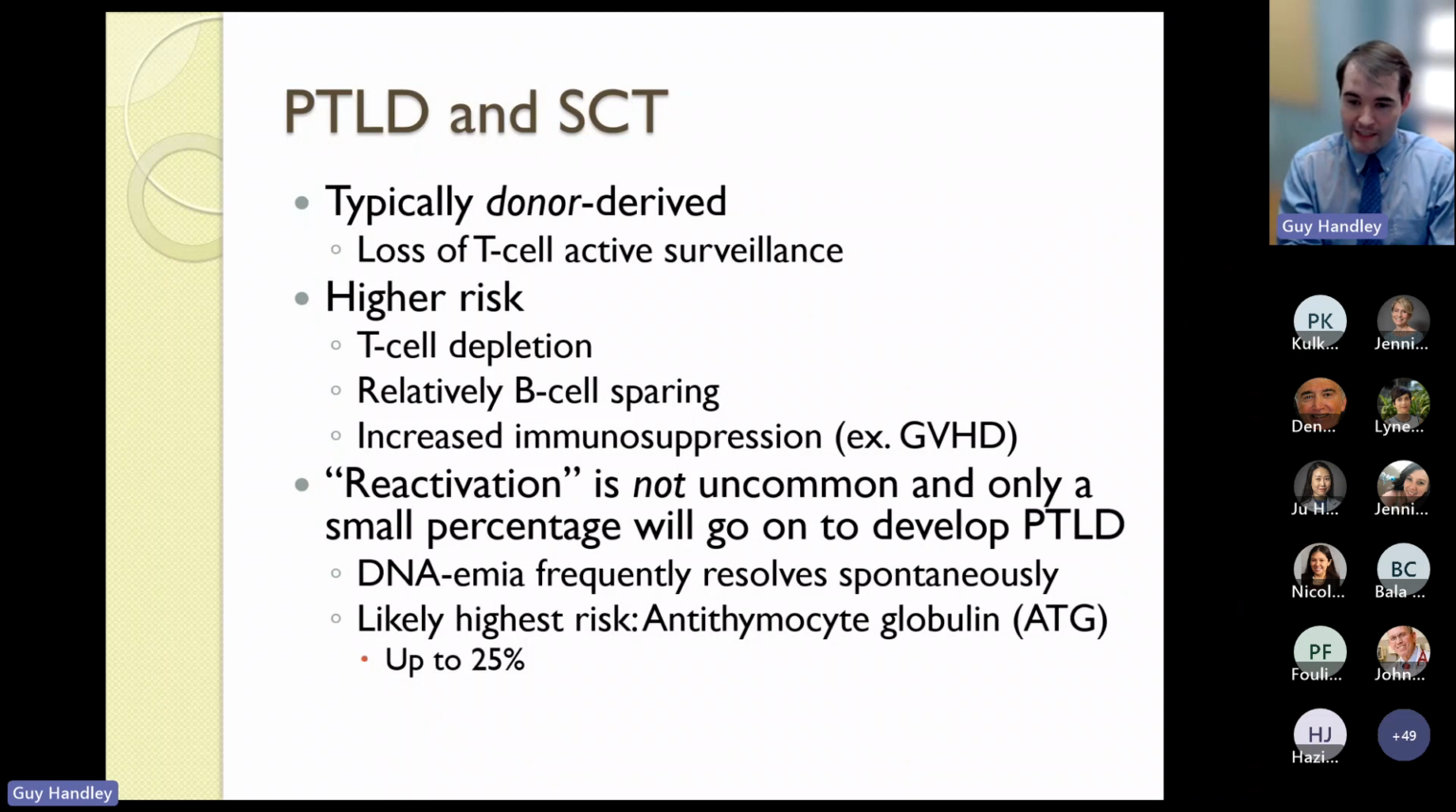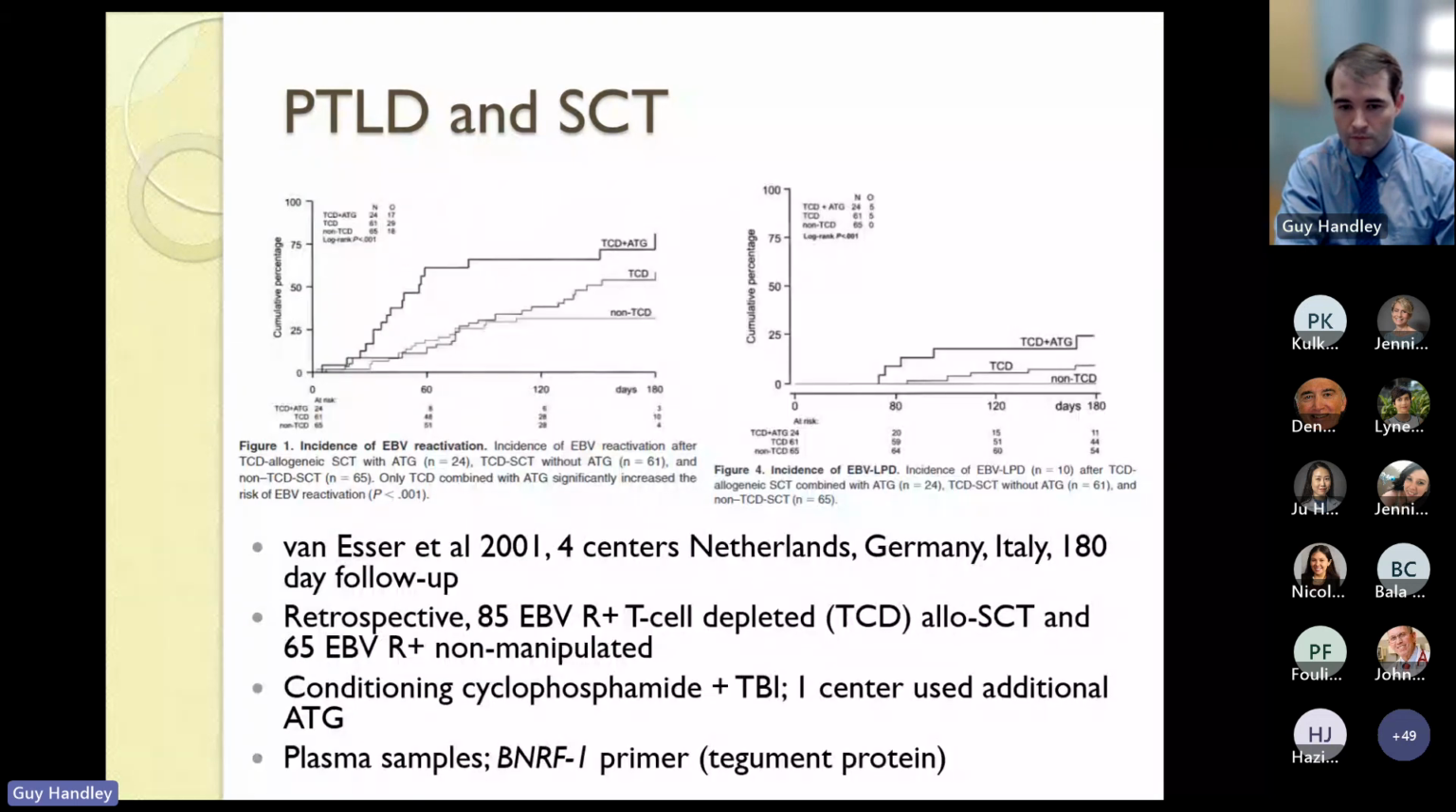But the highest risk is ATG and that T cell depletion, and it can happen in up to 25% of patients who get ATG as part of their conditioning regimen. And that's what this study looked at in 2001. It was a multi-center study of several patients with T cell depleted allografts. One of the centers actually gave ATG, and they looked at the rates of development of PTLD. On the right, you can see it's 25% if you got a T cell depleted graft with ATG, and then substantially different from your non-T cell depleted grafts on the other side.